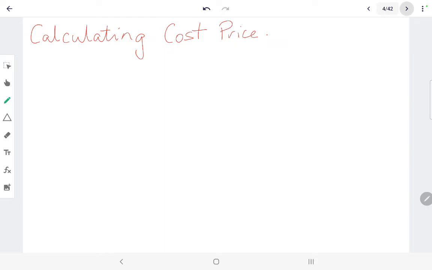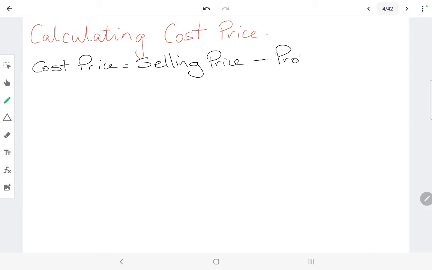Now we want to calculate the cost price when given the profit and the selling price. So I want to calculate now how much the original price of the item was. In order to calculate the cost price, that is equal to the selling price, the amount that he sold the item for, take away the amount of profit they made on the item. So here is our example.